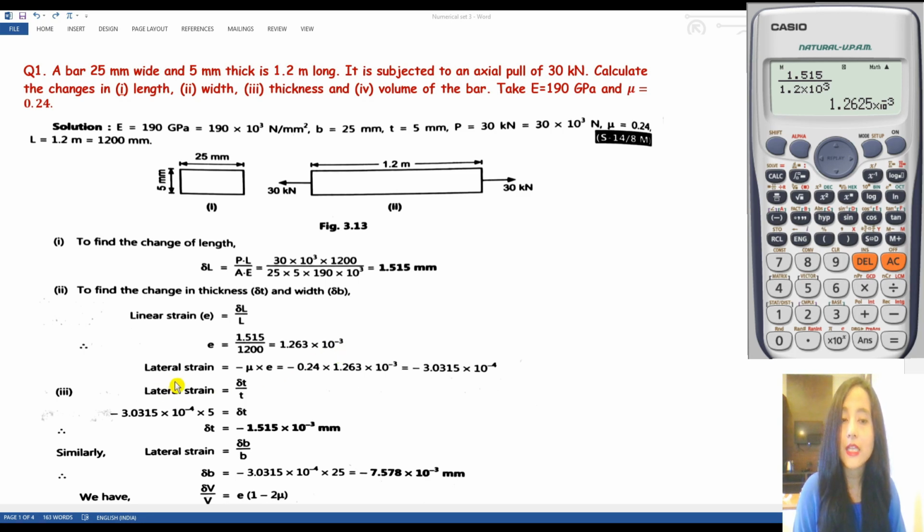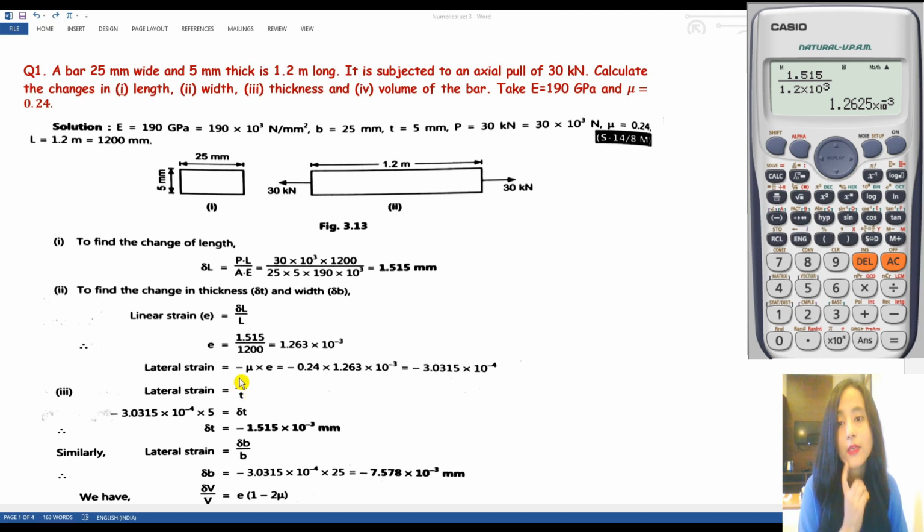Now similarly we find lateral strain. To find lateral strain, we use the relationship between Poisson's ratio, lateral strain and linear strain. Poisson's ratio is the ratio of lateral strain to the linear strain. So from that equation हम वो equation use करके lateral strain find करेंगे, तो हमारा lateral strain will be coming equal to minus mu into E. ये क्या है minus mu? It means that since linear strain increase हो रहा है, तो lateral strain minus पे आएंगे.